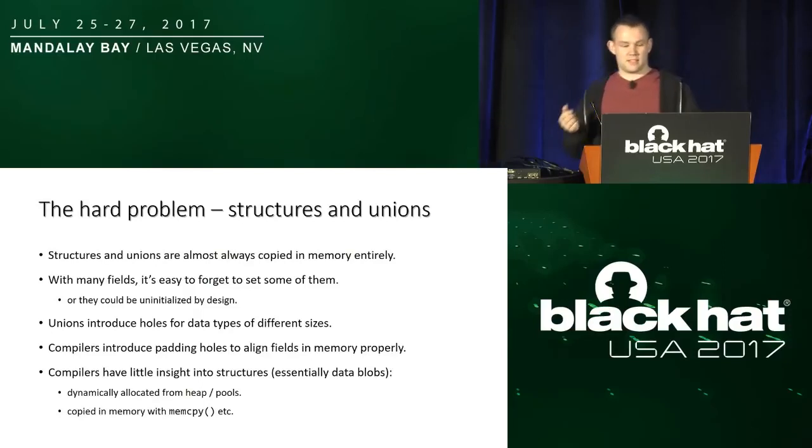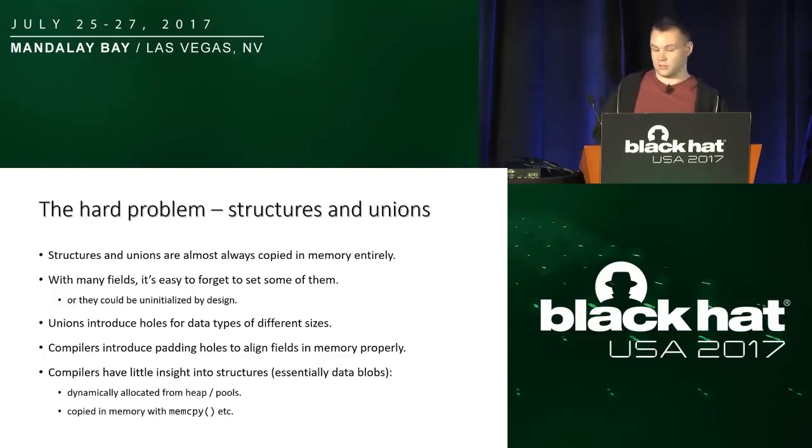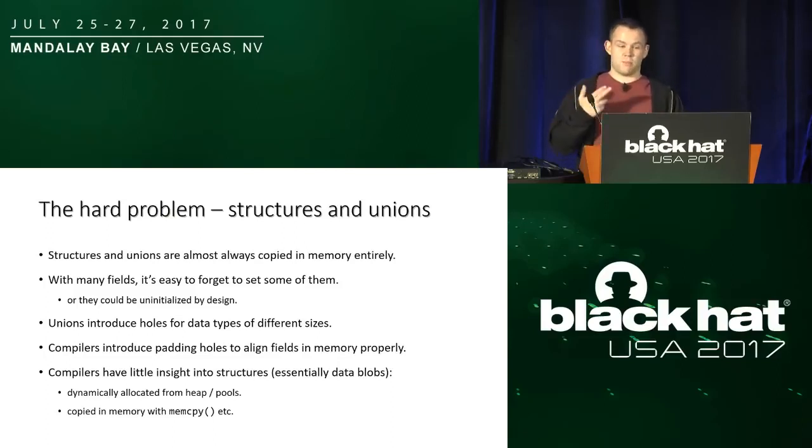So, as I said, we have different problems related to structures and unions. First of all, they are usually copied in memory entirely, using functions such as memcpy and sizes calculated by the sizeof operator. They often have many fields, so it's easy to forget to set some of them, or they may be not set by design. We have padding holes. We have, as I said, different sizes in unions. And worst of all, compilers don't really have much insight into structures, especially when they are dynamically allocated from the heap or pools, and also because they are often copied using functions such as memcpy.